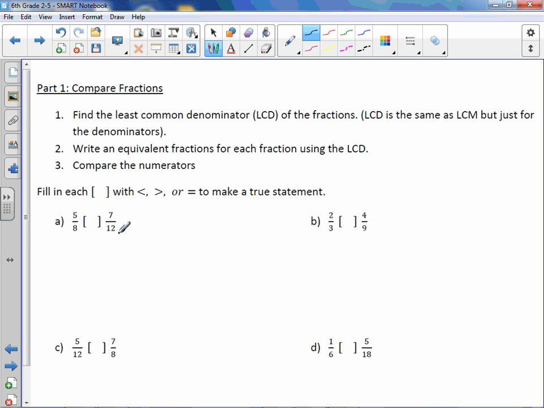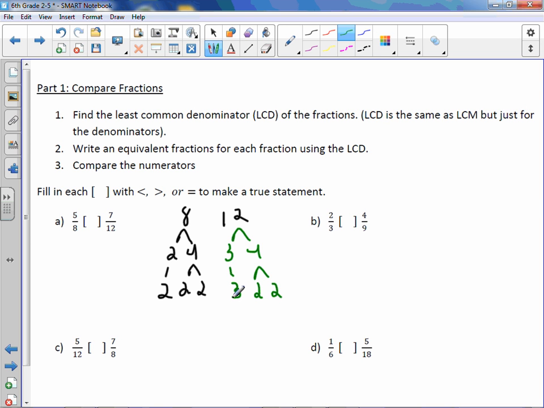So we need to look at 8 and 12. We need to find a common denominator. So let's do our factor trees for 8 and 12. 8 is 2 and 4, which can be broken down into 2 and 2, and I'm going to bring that 2 down. 12 is 3 and 4, and 4 can be broken down into 2 and 2, and bring down that 3.